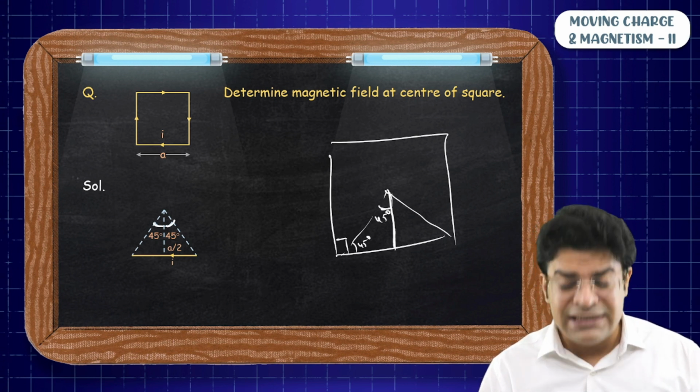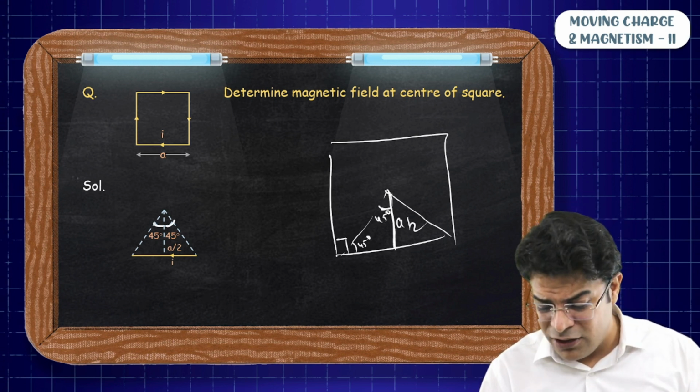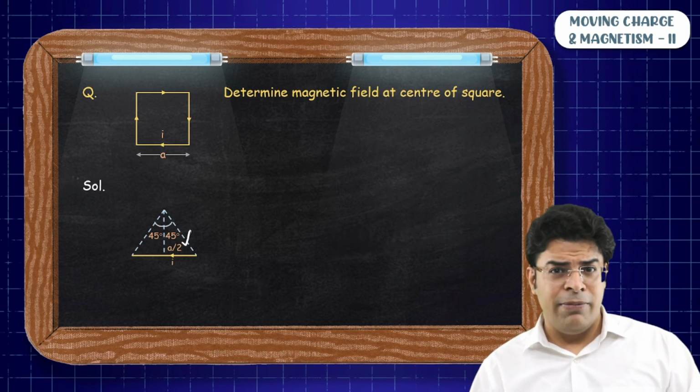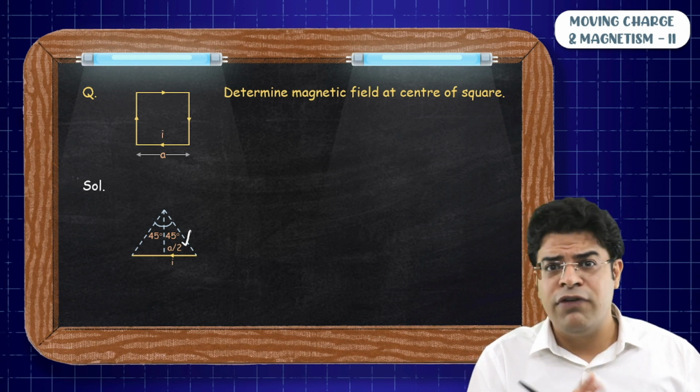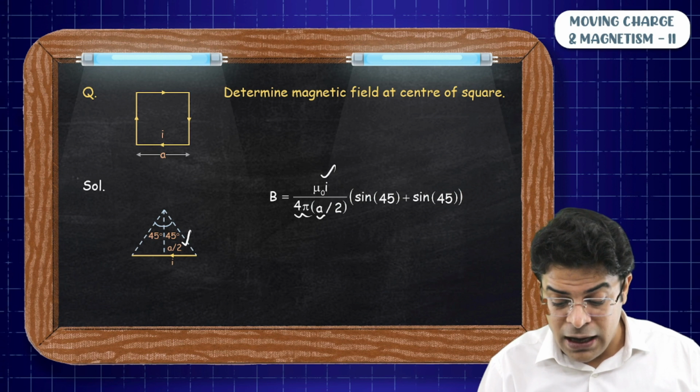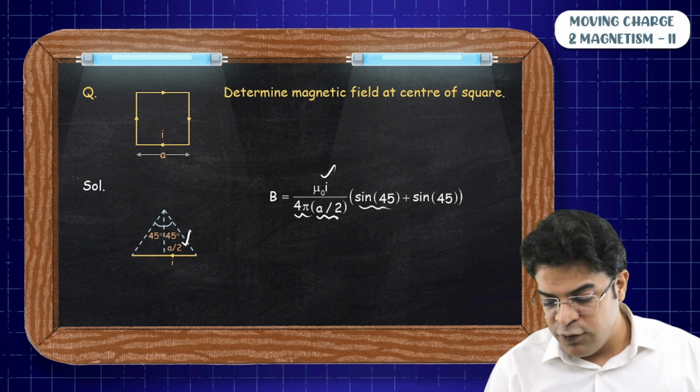And this length is super easy to know. It is A by 2, half the side length. So you already know what R is, A by 2. You know already the angles, 45 and 45. You can use the formula B equals mu naught I by 4 pi R, which is A by 2, into sine 45 plus sine 45.